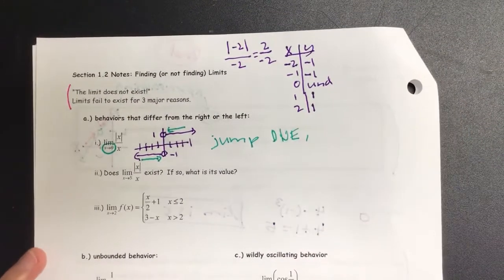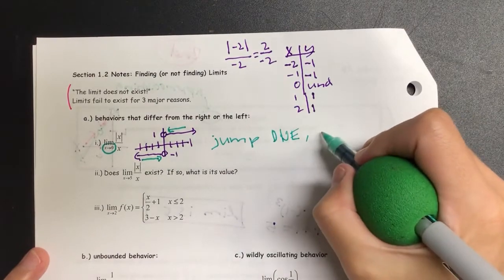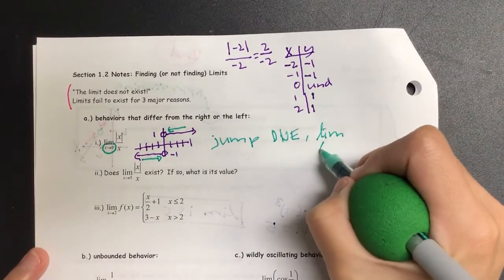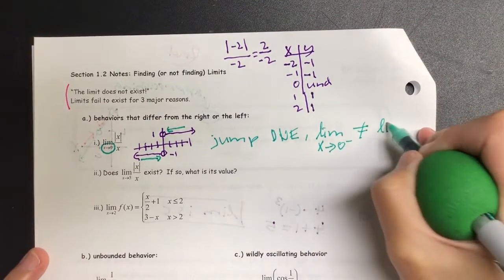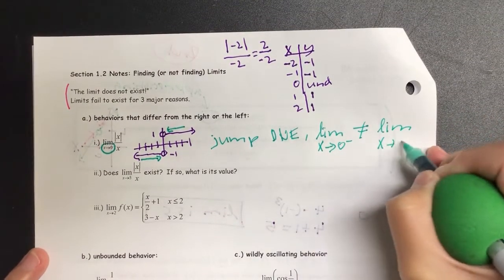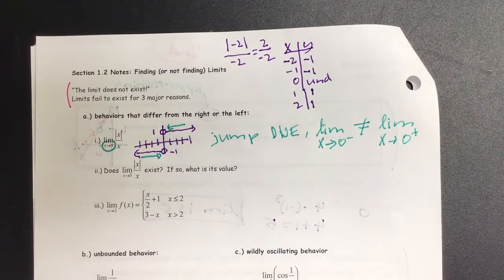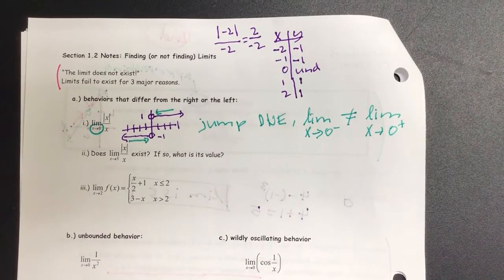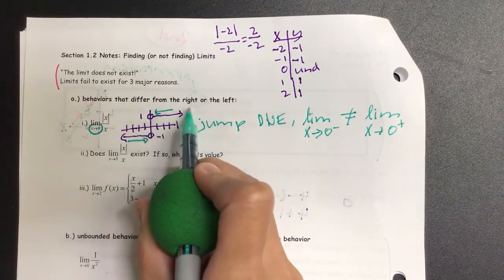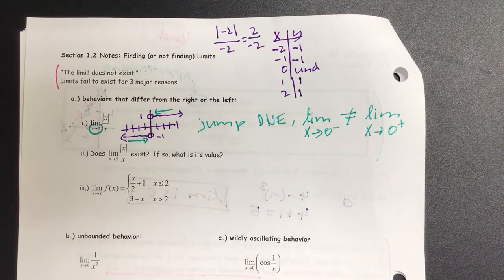And here's the reasoning in calculus. The way you're going to write this out is the limit as x approaches 0 from the left does not equal the limit as x approaches 0 from the right. And that little positive and negative in the power area means from the right and from the left. Yes, ma'am? Which part is the jumping? Right here. It goes and jumps. It's not continuous.